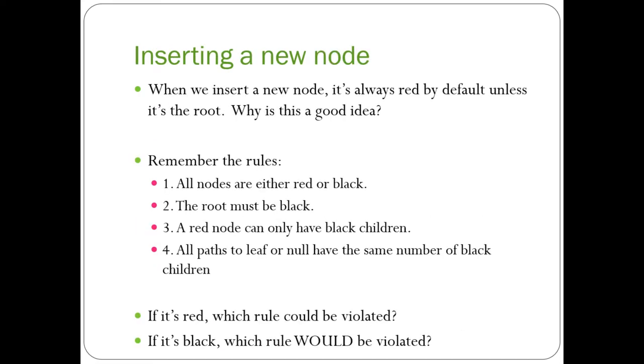Now, inserting a new node. When we insert a new node, it's always red by default, unless it's the root. Why is this a good idea? Remember the rules. One, all nodes are either red or black. Two, the root must be black. Three, a red node can only have black children. And the fourth one is all paths from the root to a leaf or null have the same number of black nodes.